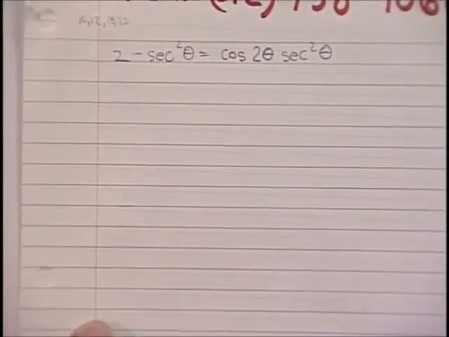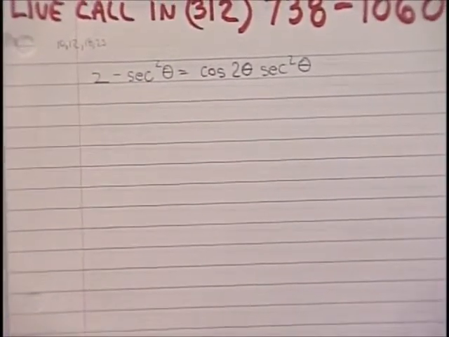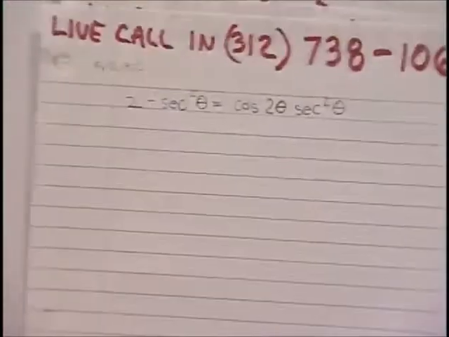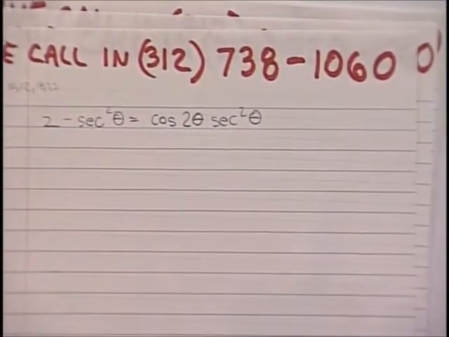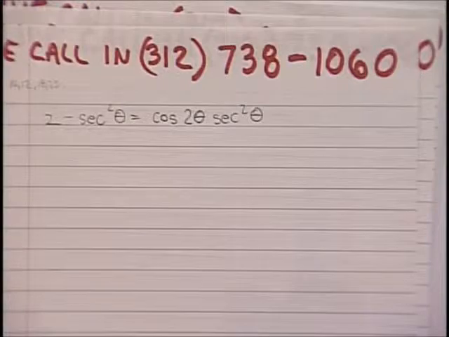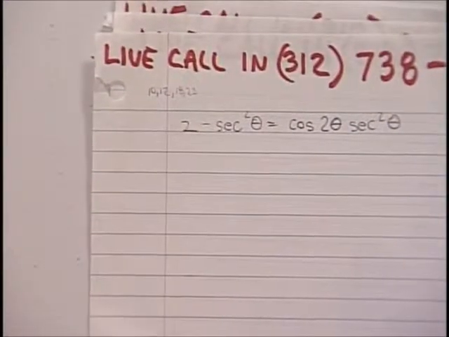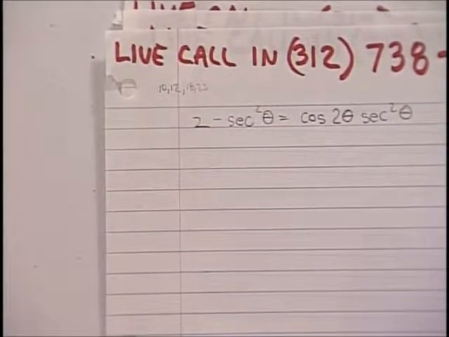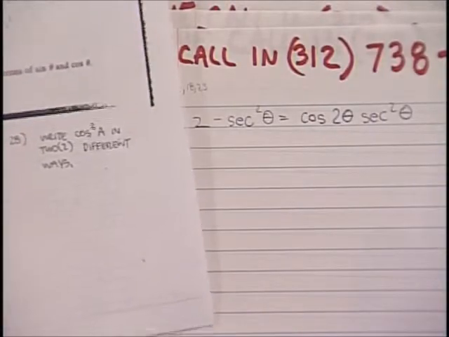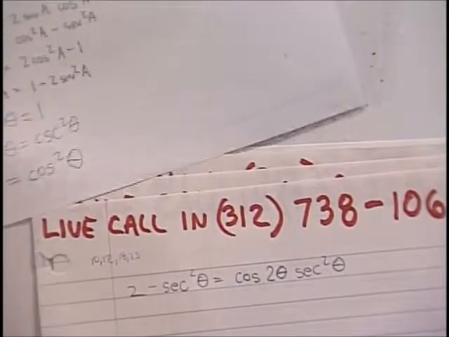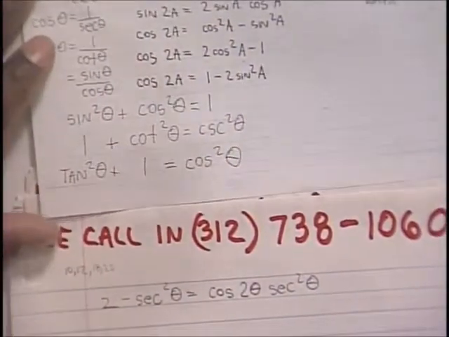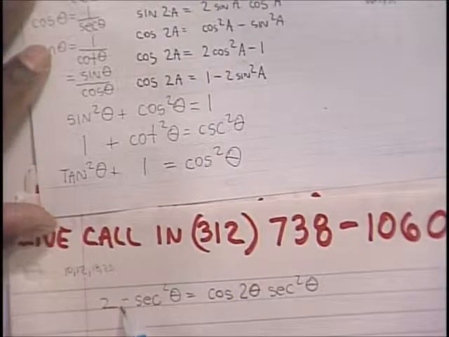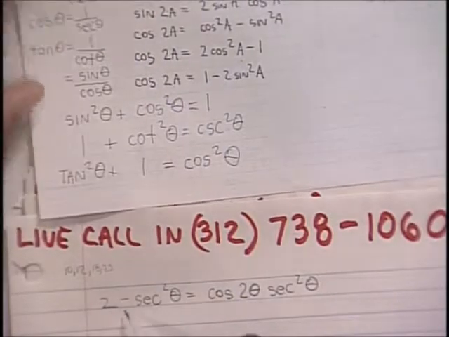All right, so what we're going to have to do is simplify one of these sides to be the other, using these identities here. We've got all of these identities here, and we want to simplify this here using the identities.